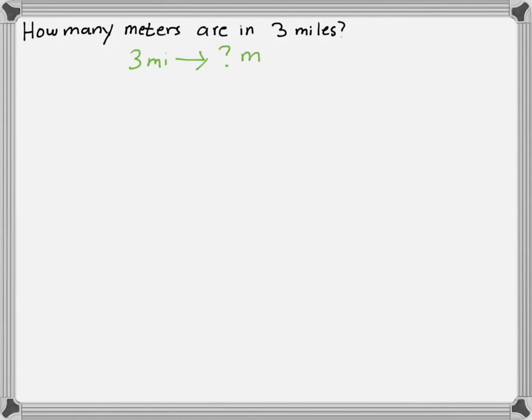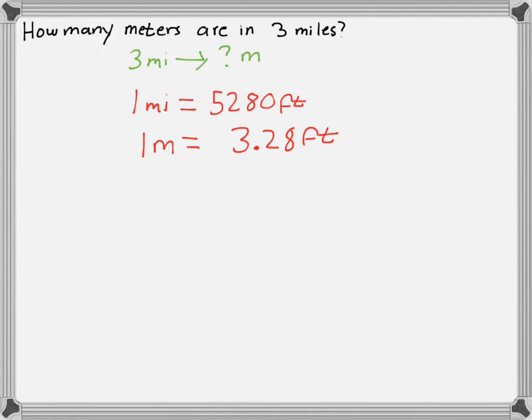So in this case, we're going to take 1 mile, and we are going to say that it equals 5,280 feet. And then we are going to say that 1 meter is equal to 3.28 feet.